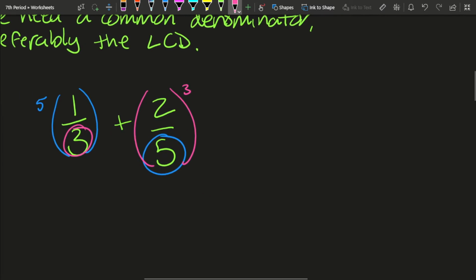So when I write this on the side, we're gonna take out this fraction first. What is 5 times 1? 5. And 5 times 3 is 15. Bring this over here and then do the other fraction.